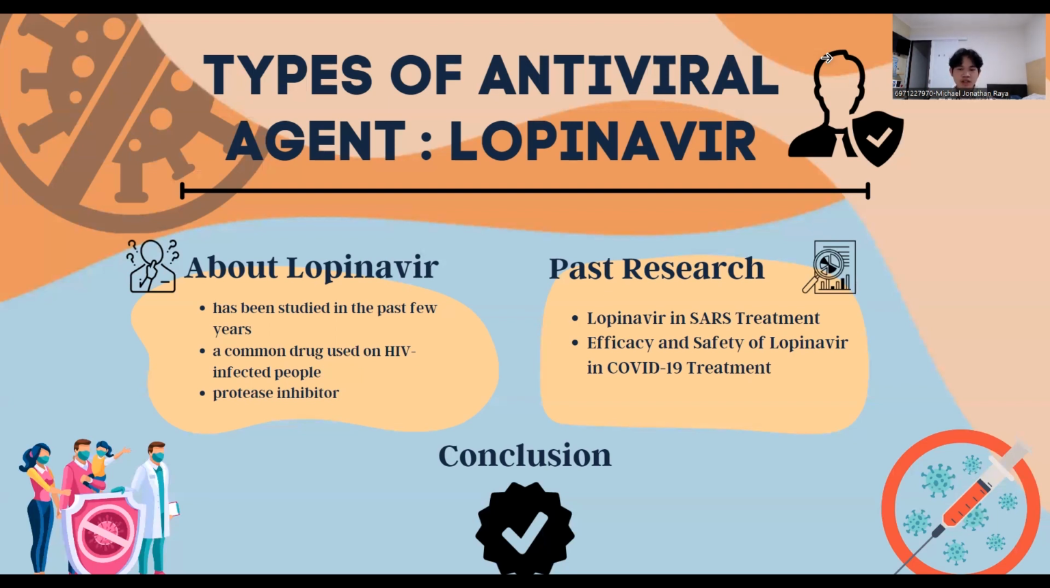The second research is about the efficacy and safety of lopinavir in COVID-19 treatment. The scientists also want to know, because of its prior research in SARS treatment, lopinavir is indeed effective, and COVID-19 has similarities with SARS. But unfortunately, the result shows that lopinavir is not effective against COVID-19 infections. So in conclusion, lopinavir is still researched by the scientists and developed further. Other antiviral agents are also still researched in hope to find a drug that could effectively fight COVID-19 infections. And that's all from me.